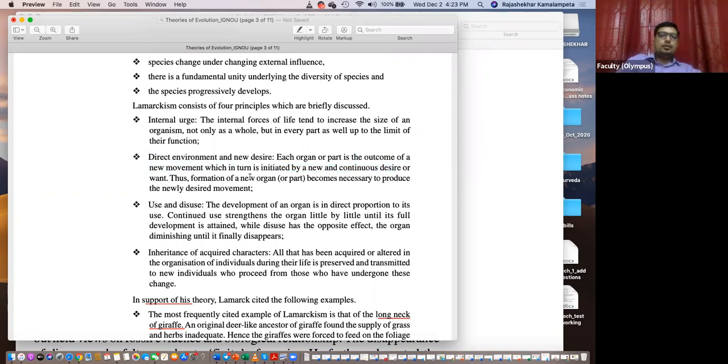So because of that, a new organ or a new part became necessary. So a new part got formed because it started stretching. A long neck got formed in it. So now it is not a new part, it already had it, but it had a new feature. That is, a long neck is a feature.